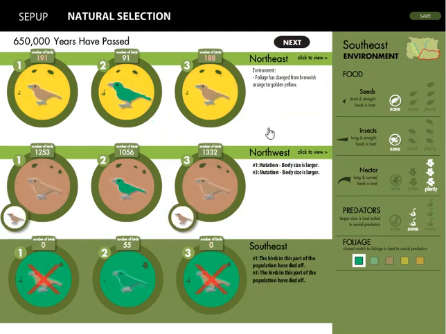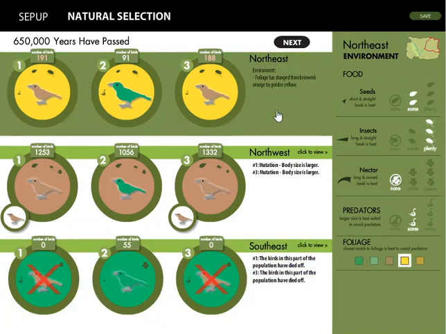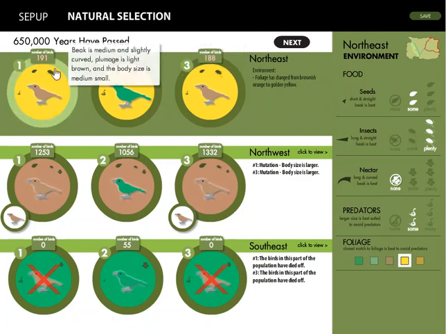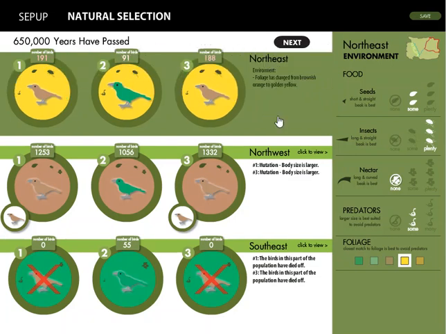We're at 650,000 years. Let's look at each one in turn. In our Northeast population that we designed, the foliage has changed from a brownish orange to a golden yellow, so the color has changed a bit. We are still in decline for two of our three populations. There have not been any new mutations, so the only thing that's changed is the environment's background color.